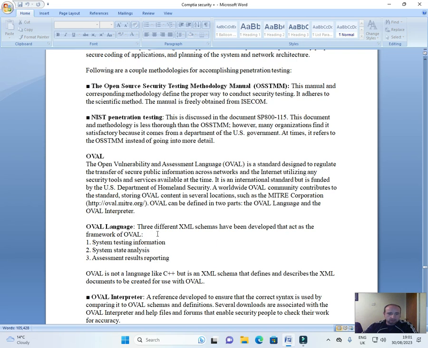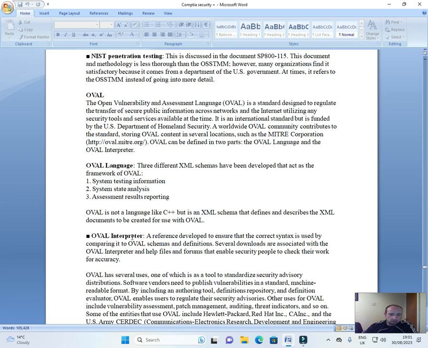OVAL language. Three different XML schemas have been developed that act as the framework of OVAL: system testing information, system state analysis, and assessment results reporting. OVAL is not a language like C++, but is an XML schema that defines and describes the XML documents to be created for use with OVAL. OVAL interpreter.